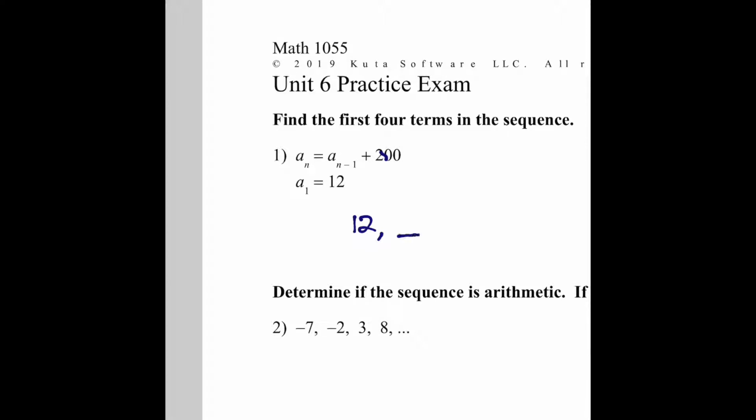So if I want this next term, I go back to the previous term and add 200. So it would just be 212. And then the recursive just means you keep doing this over and over and over again, just adding 200 over and over. So 412, 612, whoops. We just need the first 4 terms.